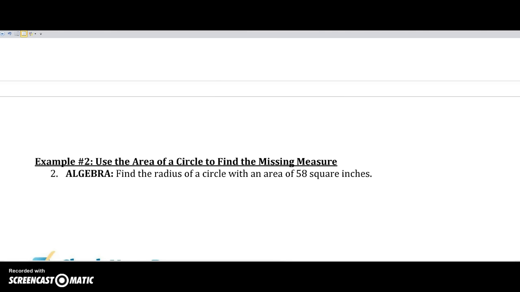Find the radius of a circle with an area of 58 inches squared. All right, area of a circle tells me I need to use A equals pi r squared. So I'm just going to fill in the blank because my area is 58. I'm going to fill in the blank pi r squared. Remember, pi is not a variable. It is an actual number. So I'm going to divide by pi.